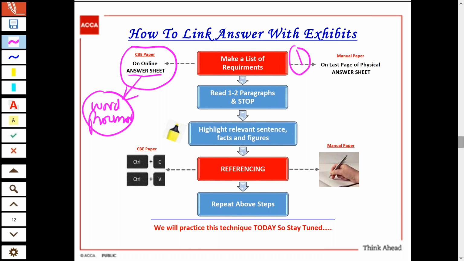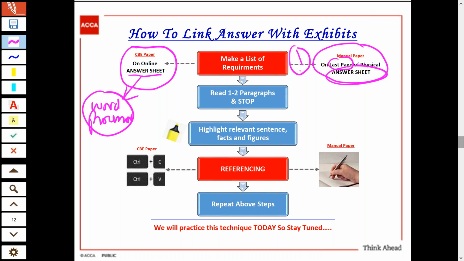Okay, the manual students, where will you write all the requirements? On the last page of your physical answer sheet. Do not write anything on the question paper, because you will be needing the list of requirements quite often. So if you write it on the question paper, then you will need to turn a lot of pages. So I suggest that on your answer sheet, on the last page, just mention on the top rough working to be ignored, and make a list of requirements on the last page.